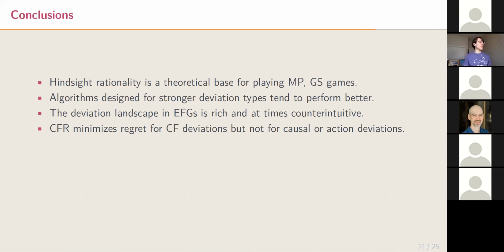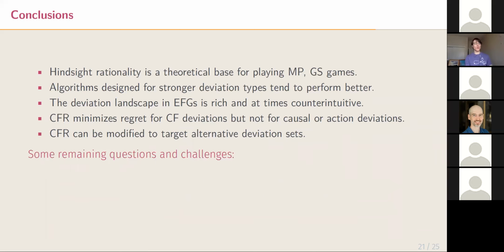We showed that CFR minimizes regret for counterfactual deviations, but not for causal or action deviations. This was also claimed in a couple of papers, and I think it might still actually be in one paper. So definitely, we're happy to clear that up. I also mentioned that CFR can be modified to target alternative deviation sets without too much trouble, and we go into that in a lot more detail in the follow-up work.